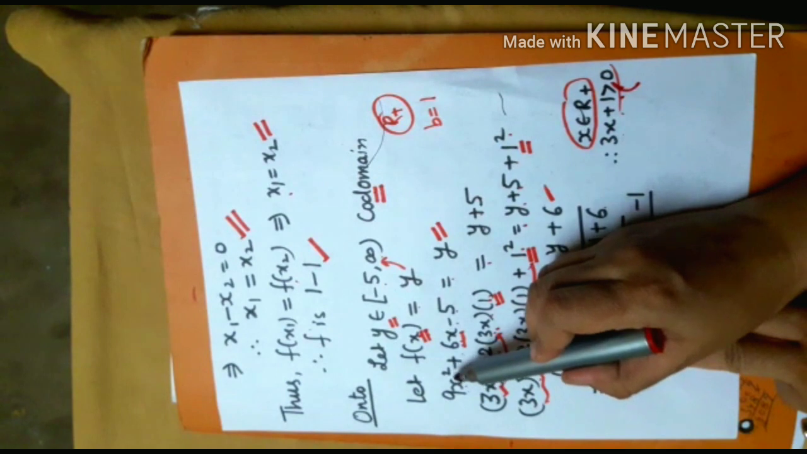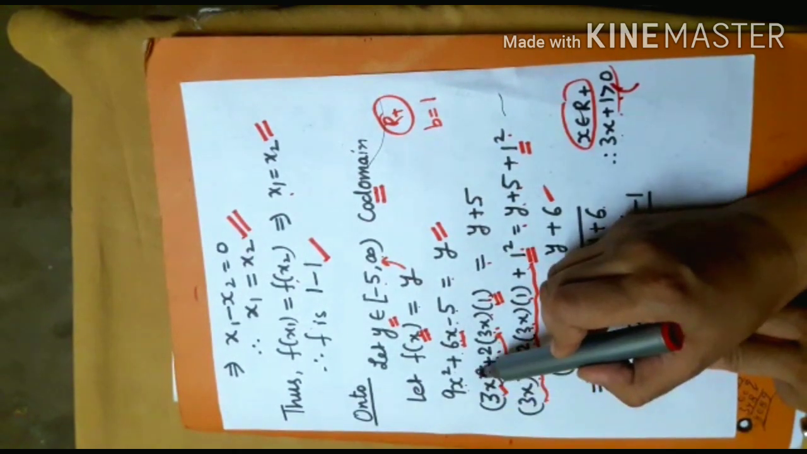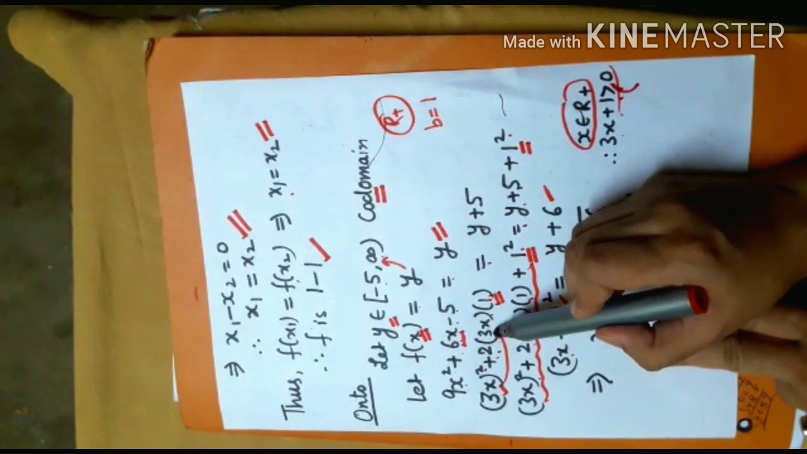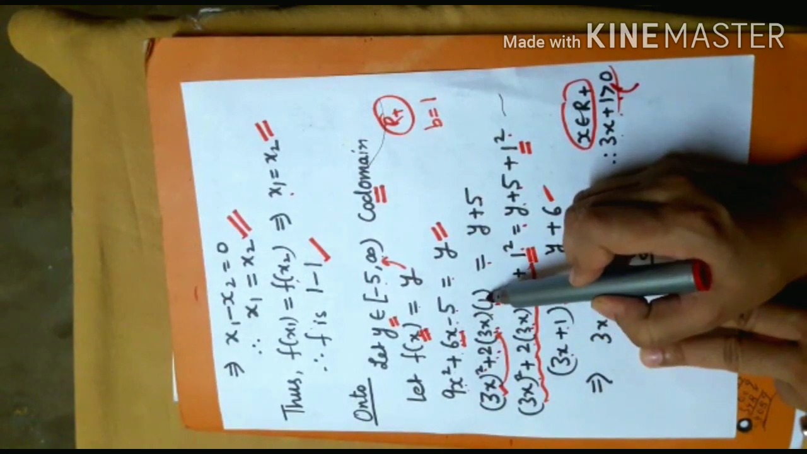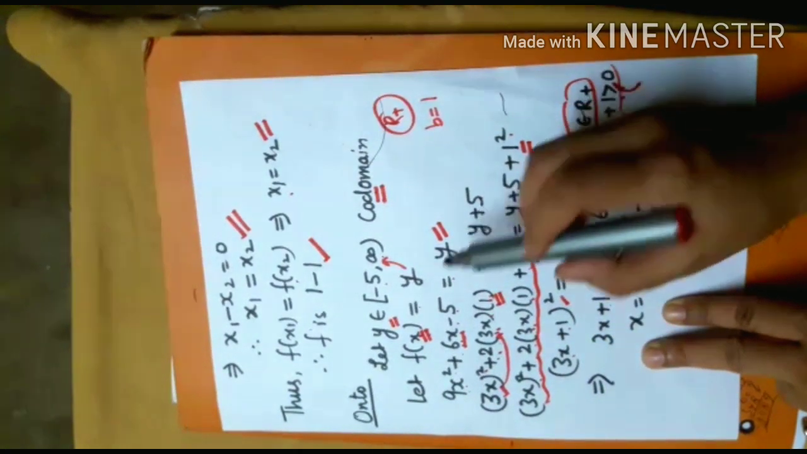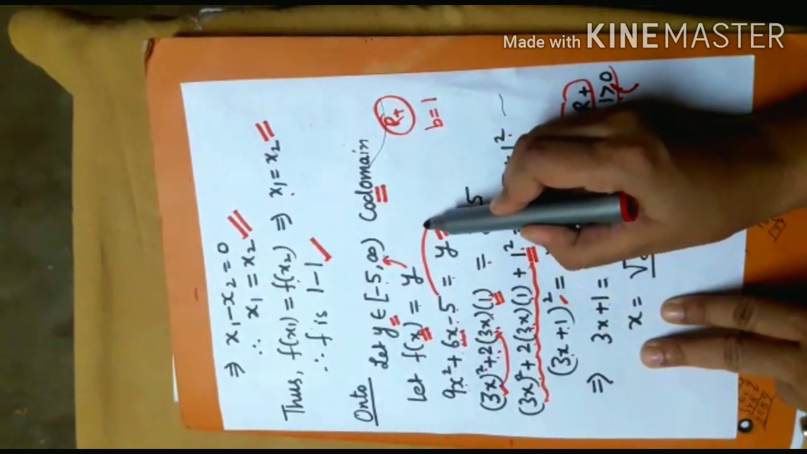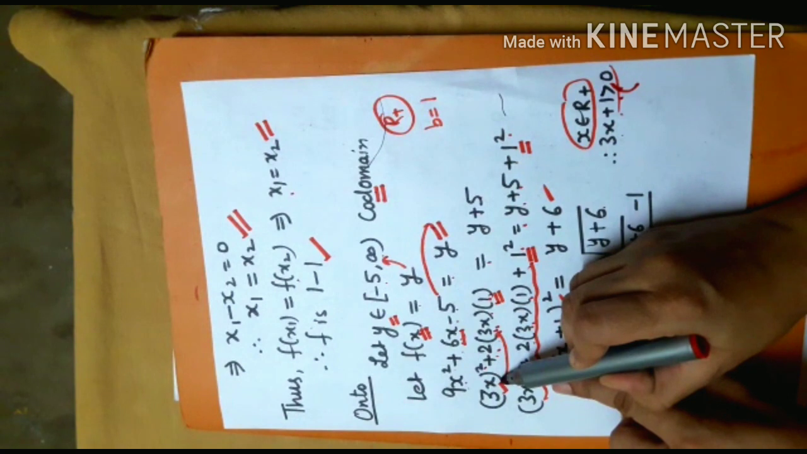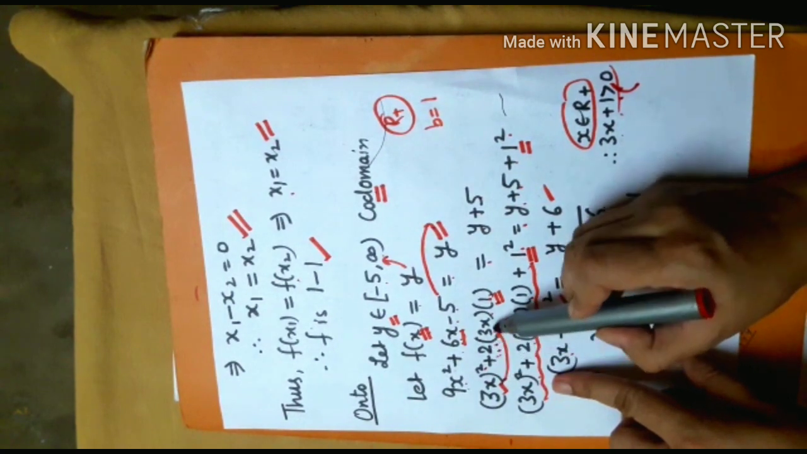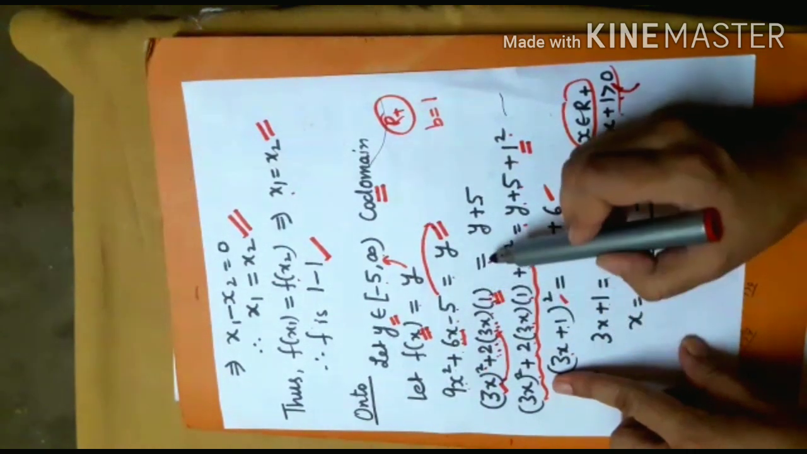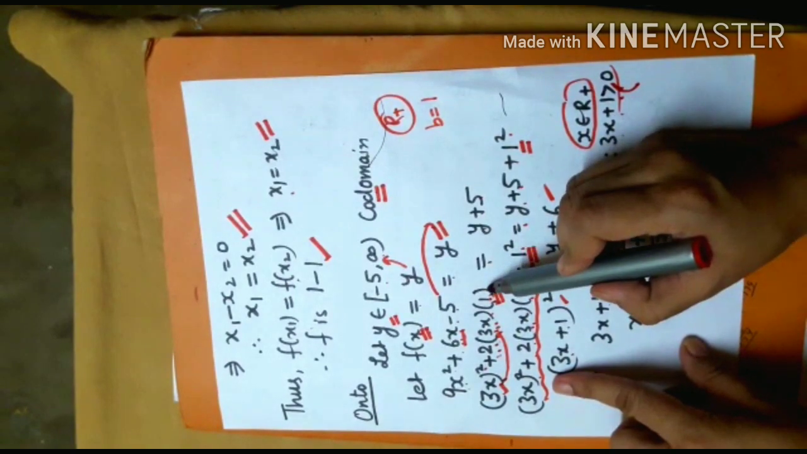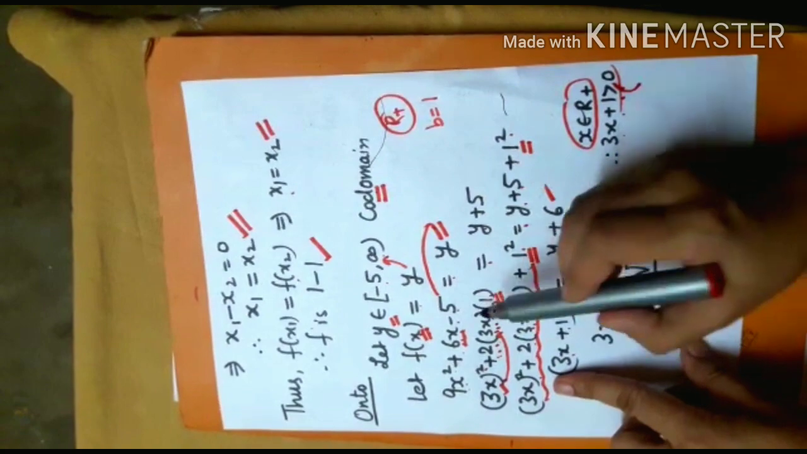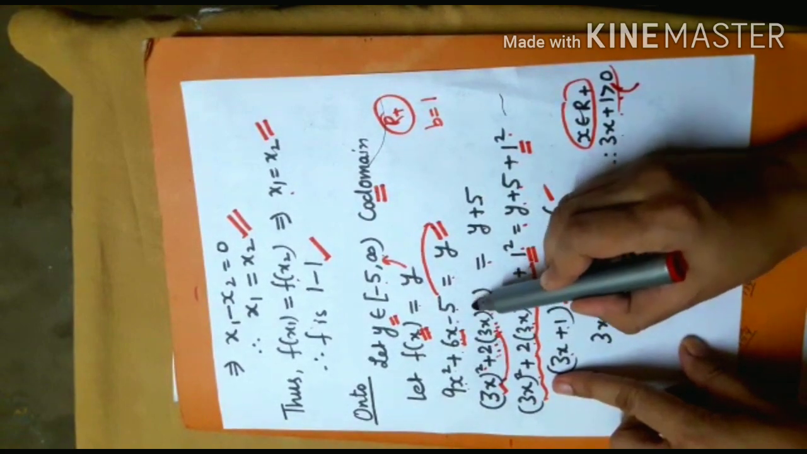Now 9x squared can be written as (3x) whole square, plus 6x can be written as 2 into 3x into 1. This is equal to y plus 5. I have transposed this to this side. Now look here. This is your a square. This is 2ab. Now in order to complete the square, I need here b squared. Now the role of b is being played by 1.